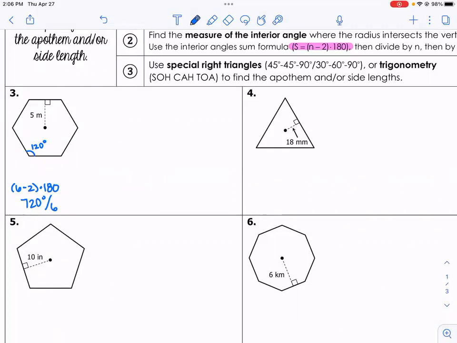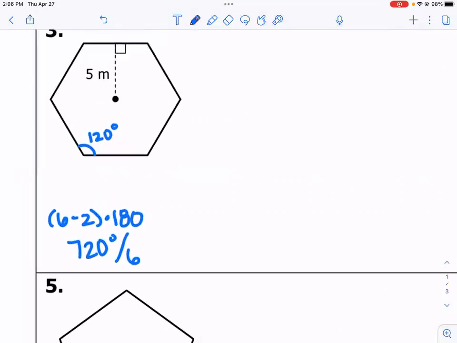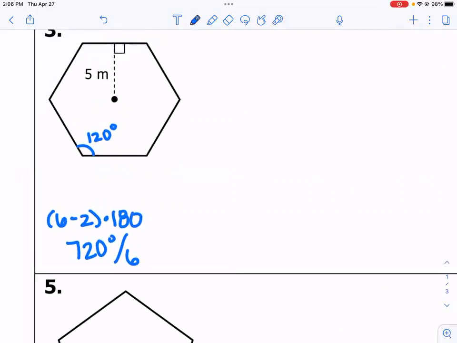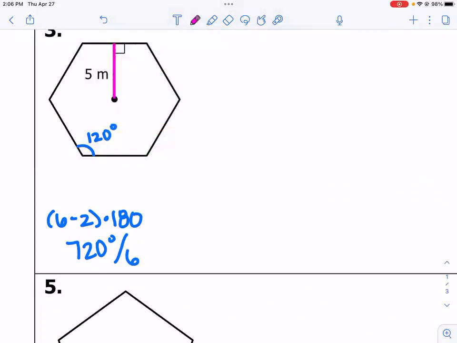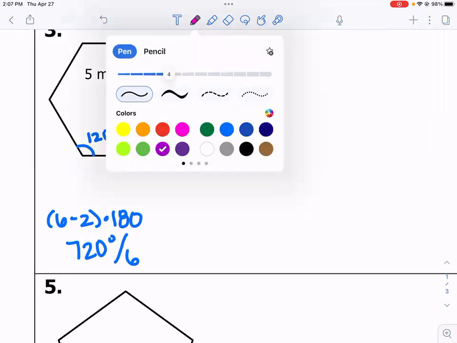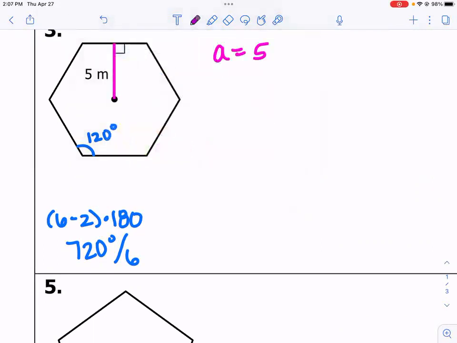So I took n-2 times 180 to figure out that my interior angles add up to be 720. Since they're all the same, I could divide it by 6 to get 120. So now, how does that help? My apothem is 5, but I need to figure out what each side is.